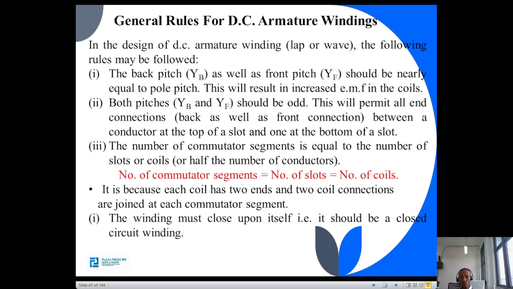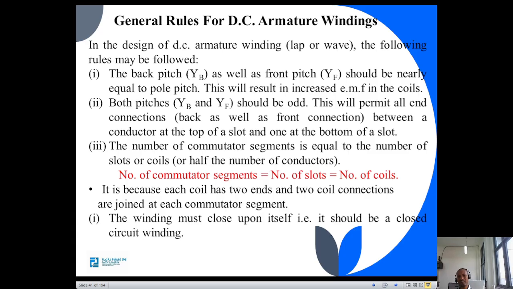Second, both pitches, back and front, should be odd numbers, so that every coil will get connected to the segment, and we have to make sure that none of the coil sides or coils are left outside. This will permit all end connections between the conductor at the top of the slot and one at the bottom of the slot.